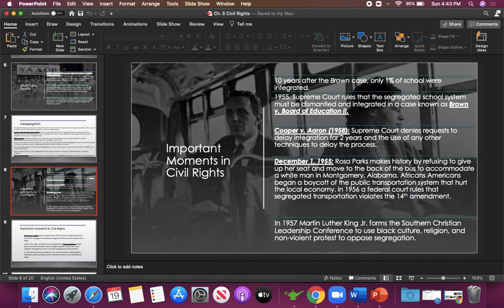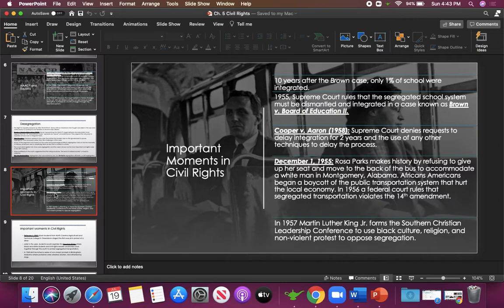This was part of Jim Crow, that if you were a person of color and a white person wanted your seat in the front of the bus, you had to get up and move to the back. Rosa Parks makes history by refusing to do this, and she is arrested.